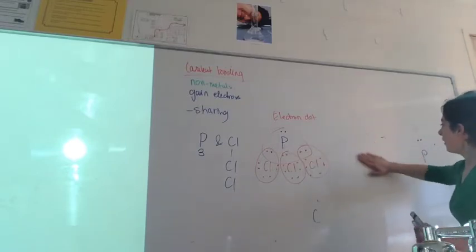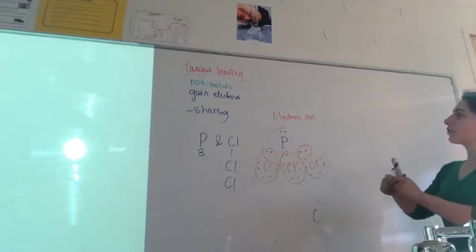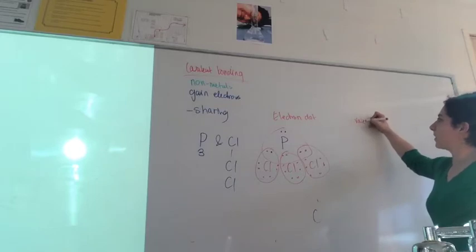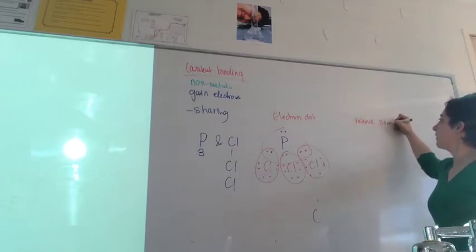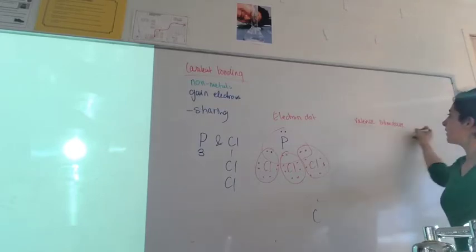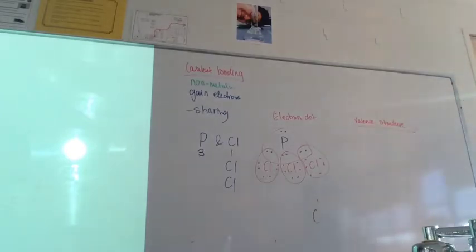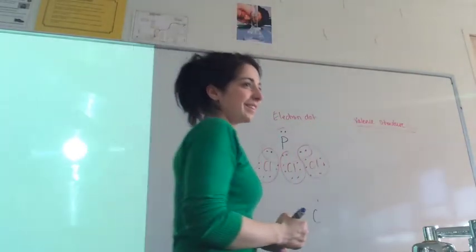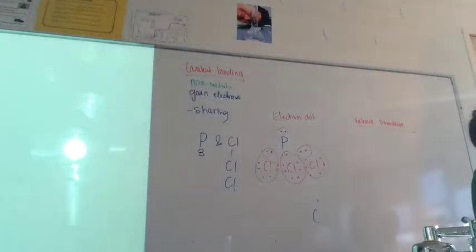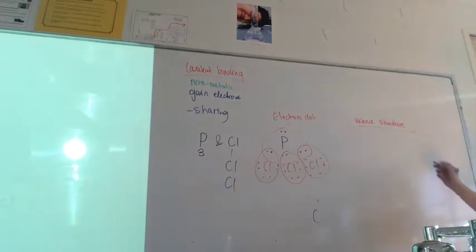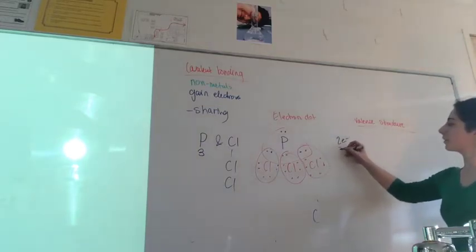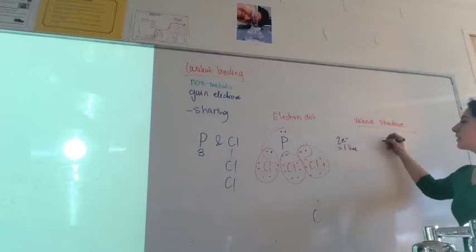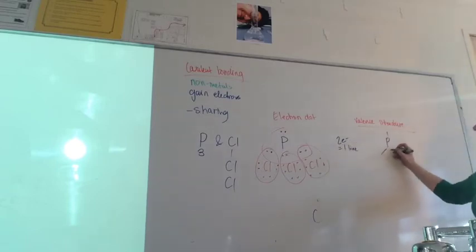Okay, then we've got a valence structure. Does anyone remember the difference between them? The lines, yeah. So how would I convert this into a valence structure? So one line is 2 electrons. Yep. So 2 electrons equals 1 line. So it should look like this.